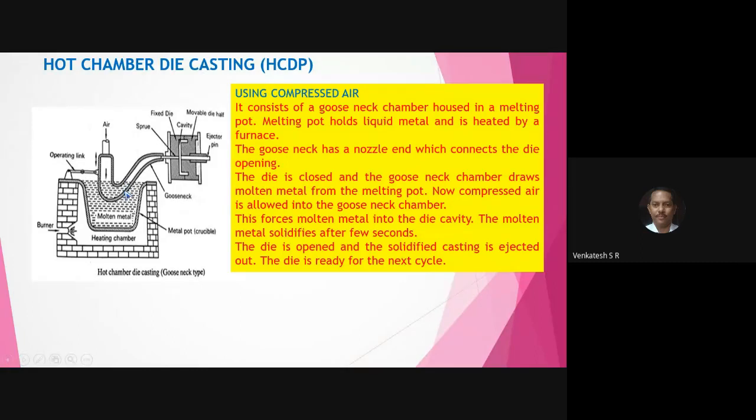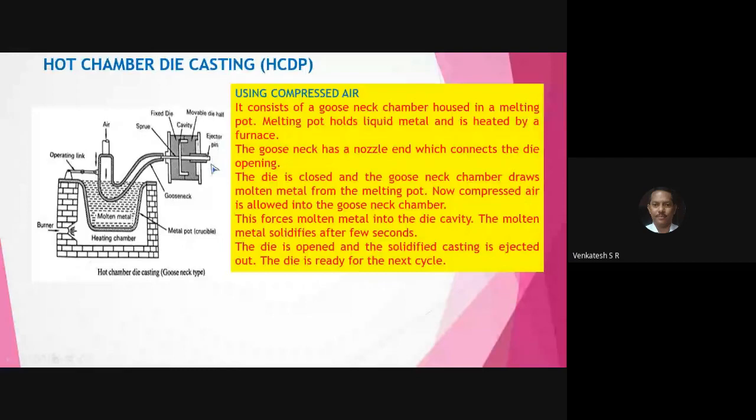And here the gooseneck is dipped inside the molten metal. From the top, they supply high pressure air, and metal rises inside the gooseneck and is forced inside the die cavity. In this die cavity, there will be two dies. One is fixed, the other one is movable.